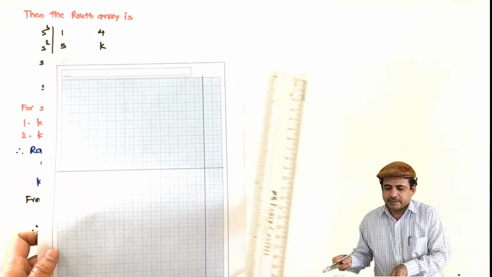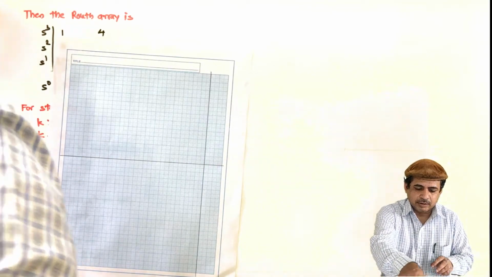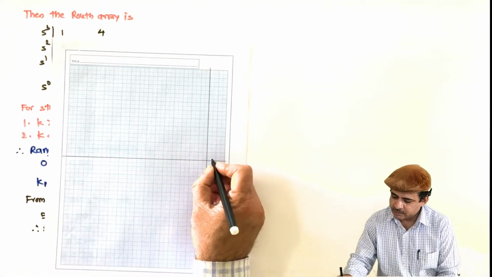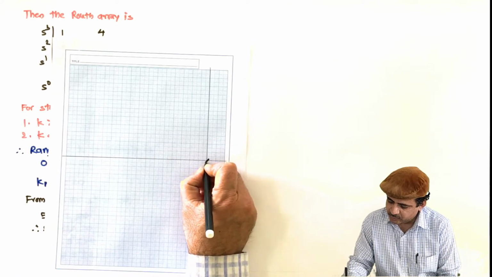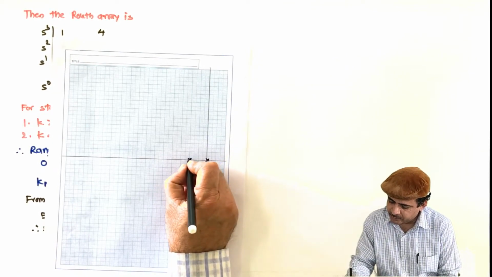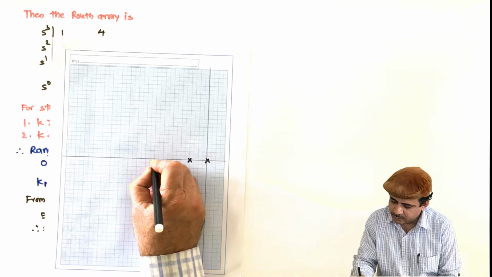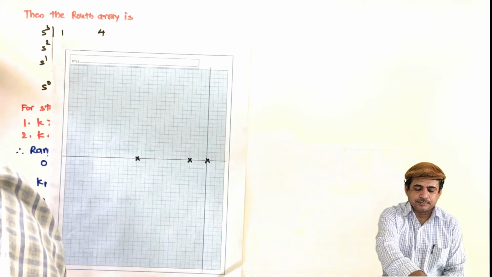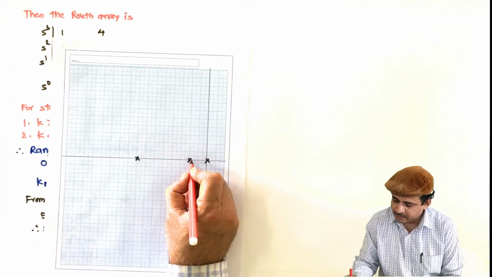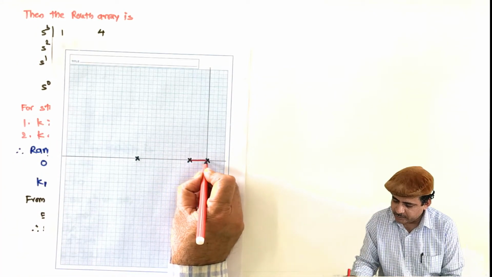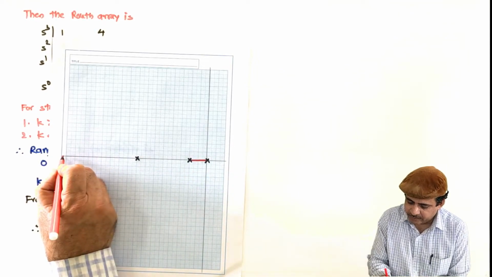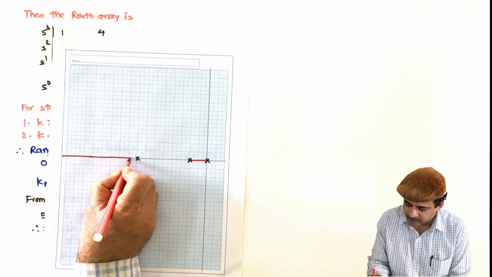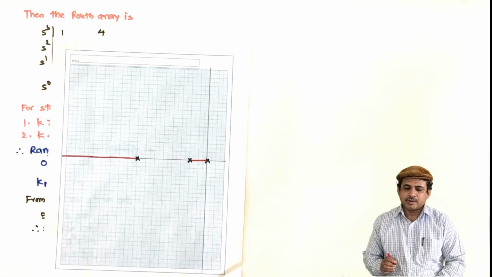Take uniform scale on both the axes. Let us mark first the poles. The poles are at S equal to 0, S equal to minus 1 and S equal to minus 4. Then let us mark the root locus on the real axis, which we have already obtained: it is between 0 and minus 1, and minus 4 to minus infinity.